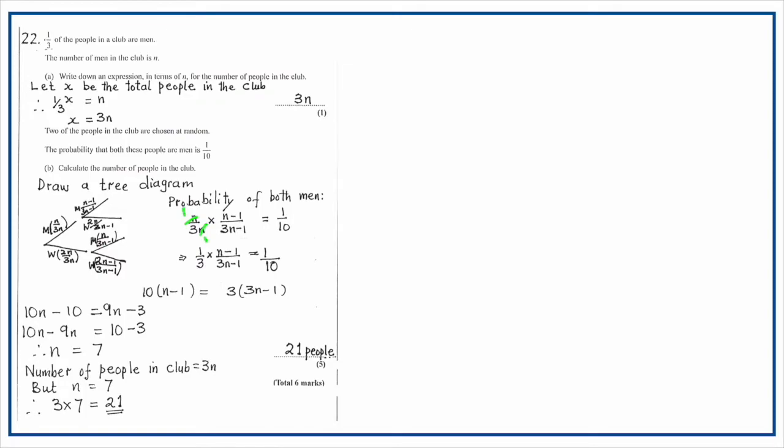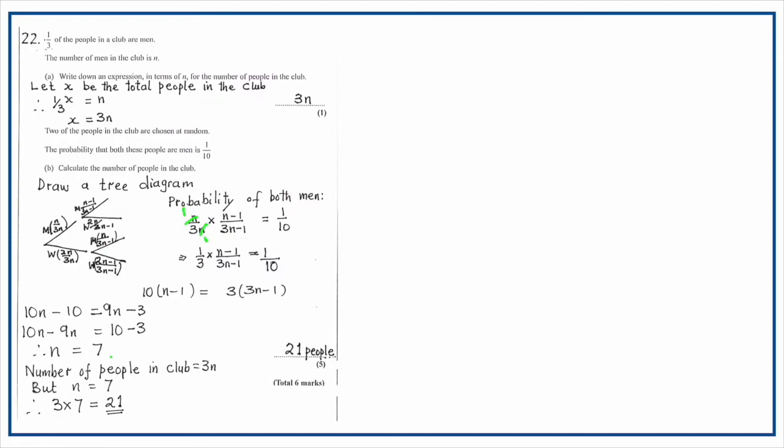Okay, so let's minus 9n on both sides of the equal sign. So it becomes 10n minus 9n. And let's plus 10 on either side of the equal sign. It becomes 10 minus 3. So 10n minus 9n is n. And 10 minus 3 is 7. Therefore, n equals 7. Now, the number of people in the club in terms of n we've written earlier as 3n. But n we've just found equals 7. Therefore, 3 times 7 equals 21. So the number of people in the club is 21.